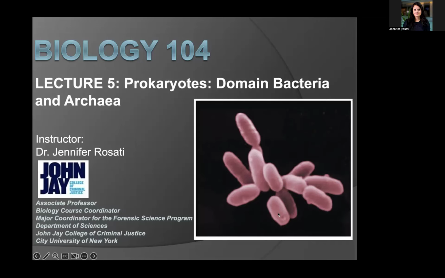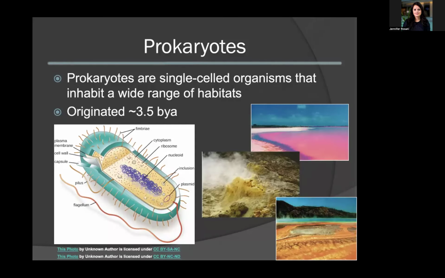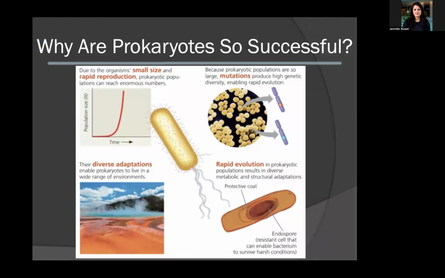This is lecture 5, where we will go over the prokaryotes. Prokaryotes are considered to be single-celled organisms that can inhabit a wide variety of habitats. Prokaryotes first originated in the fossil record approximately 3.5 billion years ago. There are many adaptations that make prokaryotes so successful.